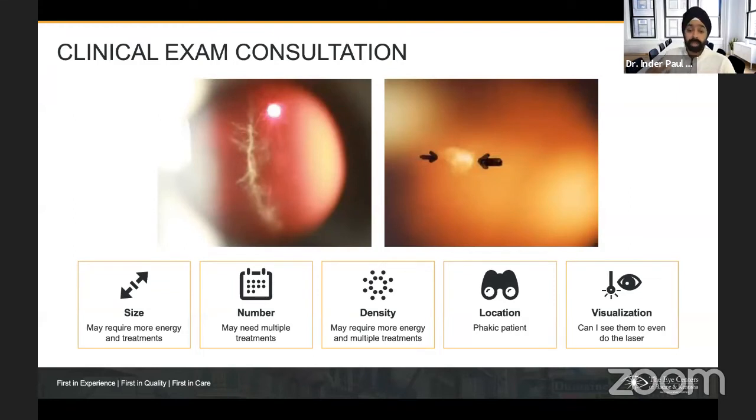But then also look at location. If it's too close to the lens, or too close to the retina, at first don't treat it. Say no. I'd rather say no than cause a problem. But if you have it in the middle of the vitreous, then I look at the density, the number, and size.